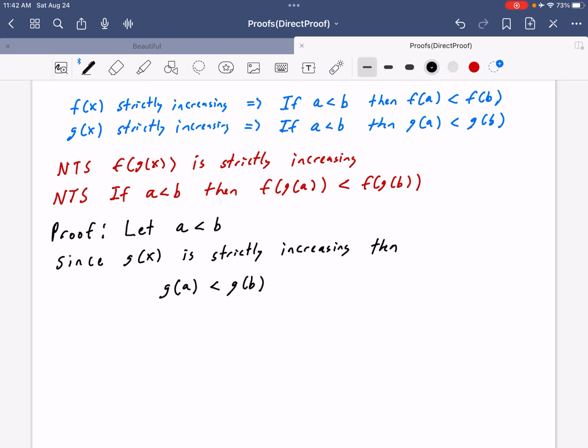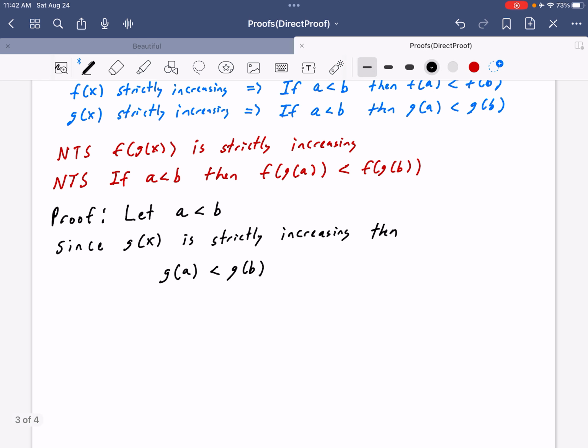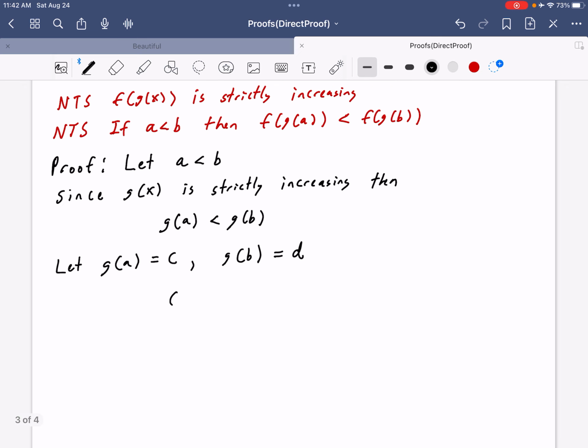You could do something like renaming these to make them clearer to somebody. So, to be really, really careful, you could say something like: let g of a equal c and g of b equal d. We're just going to rename those. So now we have c less than d.